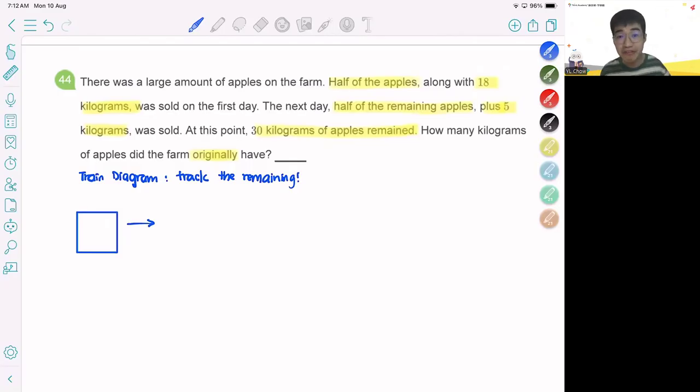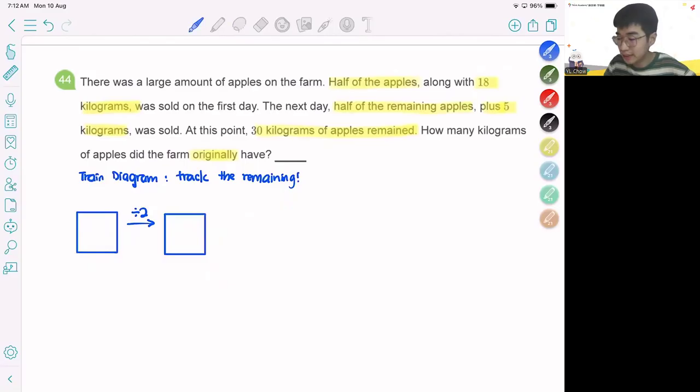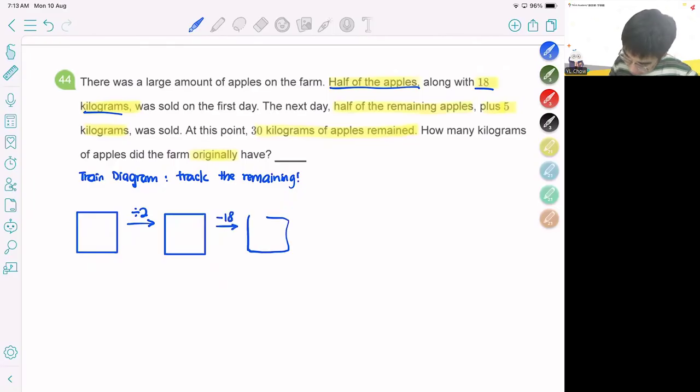So we want to find the half, and an easy way to find the half is to just divide by 2. We divide by 2 to find 1/2. Then we can get another number. But remember, that is just the first step in the first day. On the first day, half of the apples along with 18 kilograms were sold, meaning after I sell half of the apples, I still sell 18 kilograms. And that's part of the train diagram done.